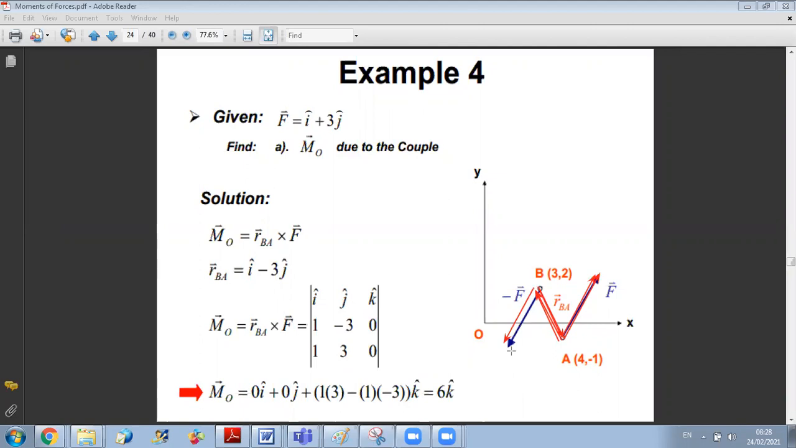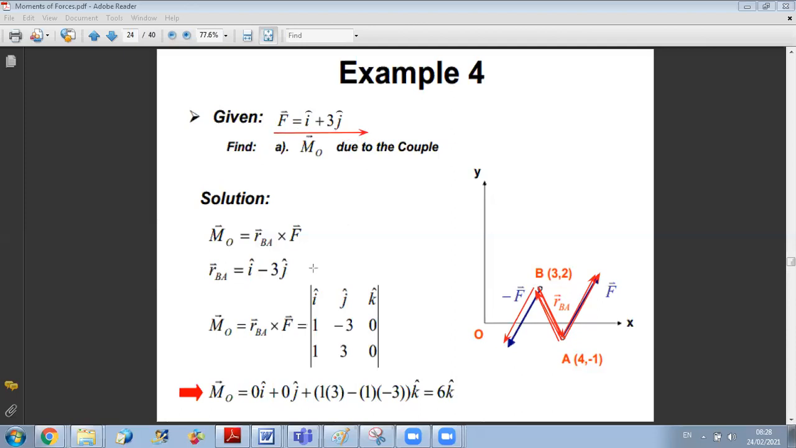Now, they selected to do BA vectorial F. So if I do BA vectorial F, I have the coordinates of B and A, so I can find vector AB. Here they considered vector BA. So vector BA will be 4 minus 3 along I, and minus 1 minus 2 along J, so plus I minus 3J. And vector F is given, it's I plus 3J.